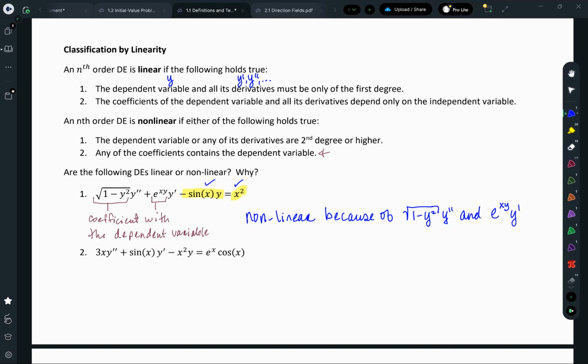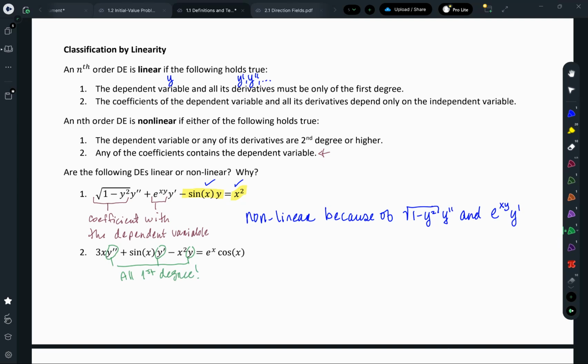The second one, we have 3x y double prime plus sine of x y prime minus x squared y is equal to e to the x cosine of x. So the first thing I want to look at is the degrees of each of my derivatives. So I've got y double prime, it's not getting squared. I have the y prime, it's not getting squared or anything, nothing's happening to it. The y is good. These are all first degree. And that's good. That satisfies the first criteria for being linear.